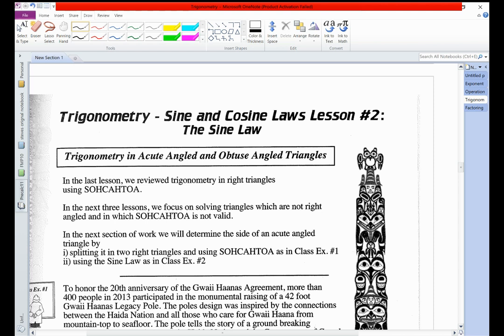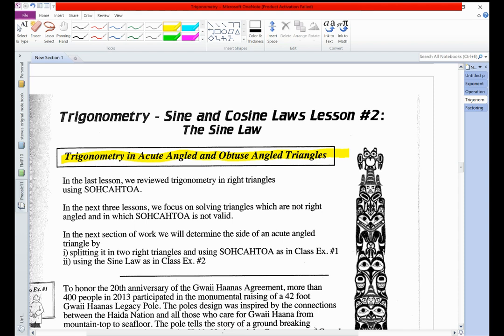Welcome everybody to Trigonometry Sine and Cosine Law Lesson 2. So now we're going to move into some new stuff. We did a review of right angle triangle trigonometry from grade 10, and hopefully that went really well. So now we're going to move on to some new stuff. We're looking at trigonometry in acute and obtuse angled triangles, so non-right angle triangles.